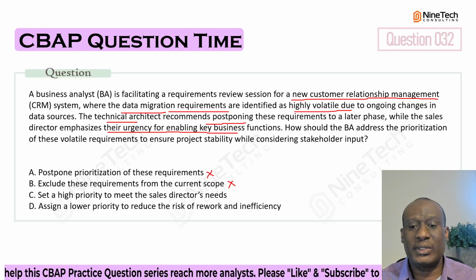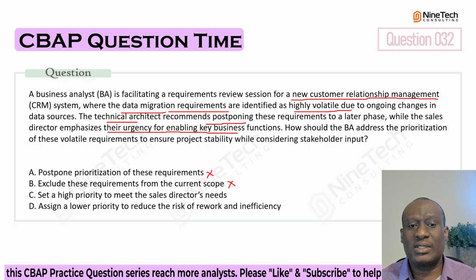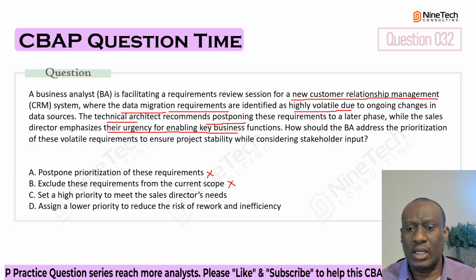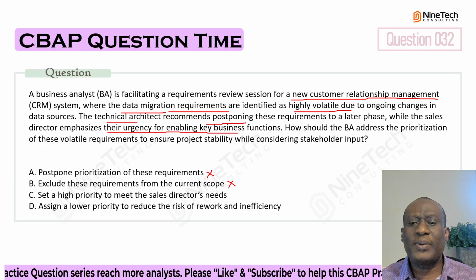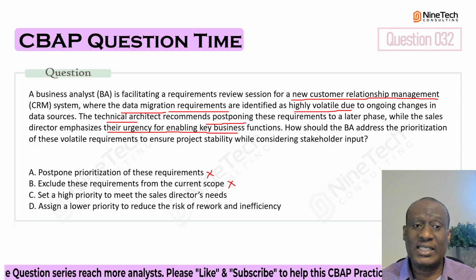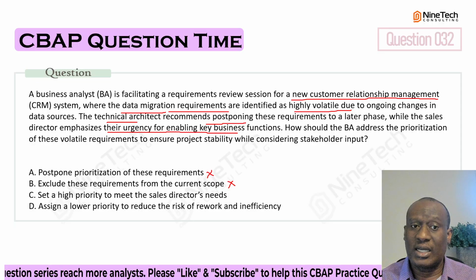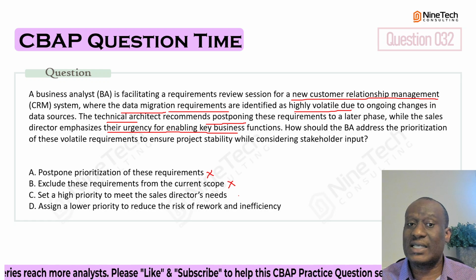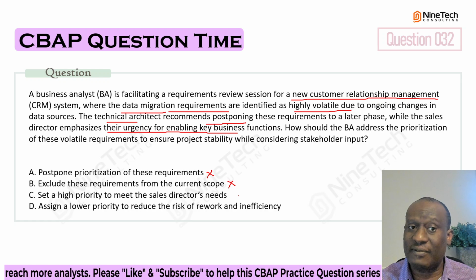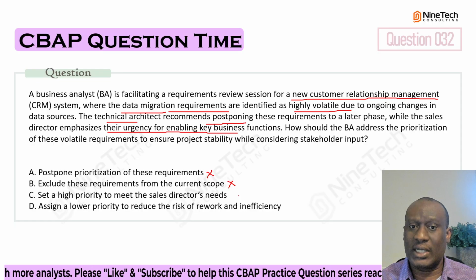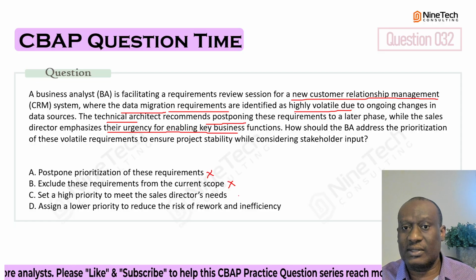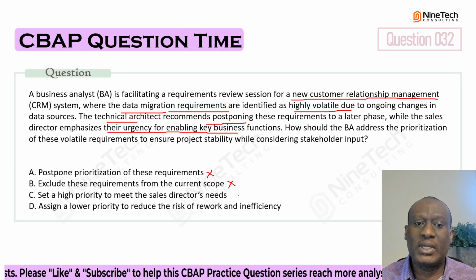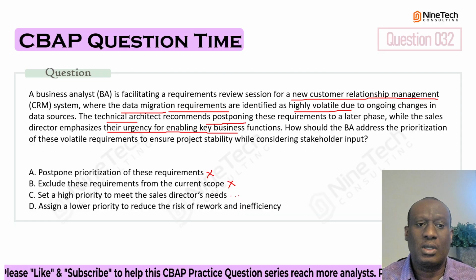Set a high priority to meet the sales director's needs. This looks like a good option, but setting a high priority based on the sales director's need is also ignoring the technical architect's recommendation, because we actually have sets of requirements that are volatile. So it's like just ignoring how volatile those requirements are. So I'll put a dot at this. Let's see the last option.